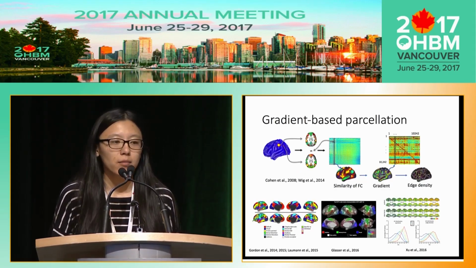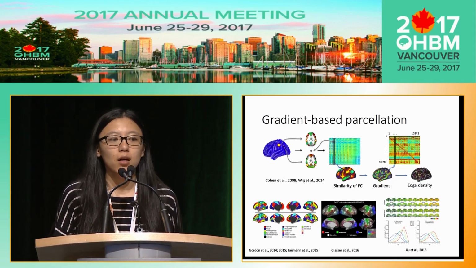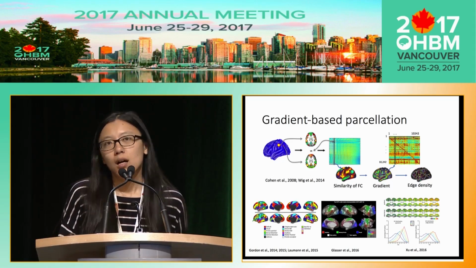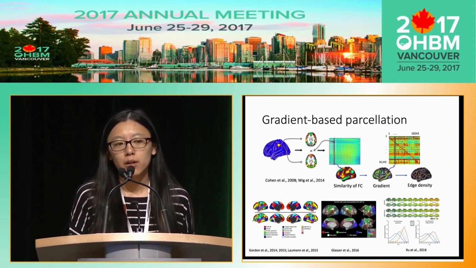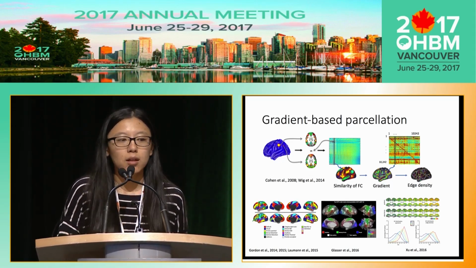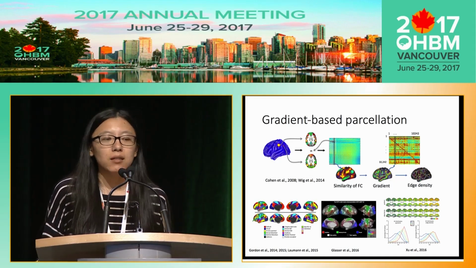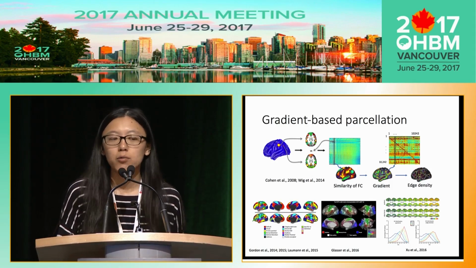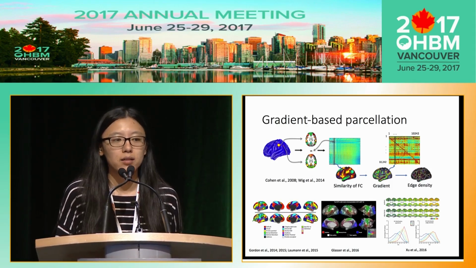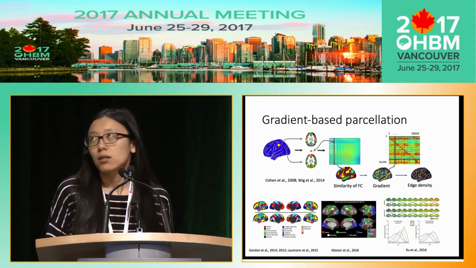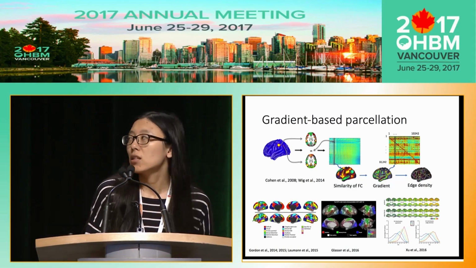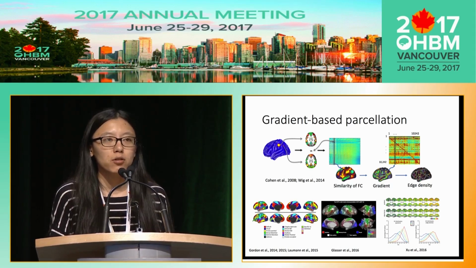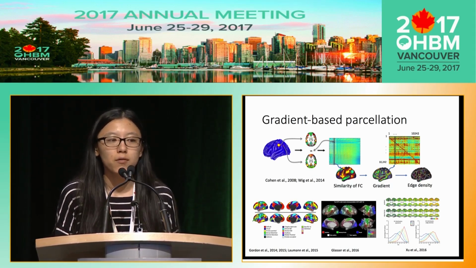Recently, an algorithm based on functional connectivity gradients has demonstrated the ability to characterize human brain organization on the group level and the individual level as well, and has been shown to have good test-retest reliability if sufficient data are acquired. This method was first proposed by Alexander Cohen in 2008, and then Gordon and colleagues modified this method to bring it to the folded cortical surface.